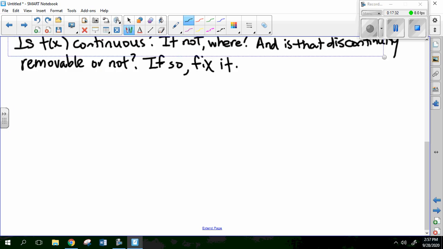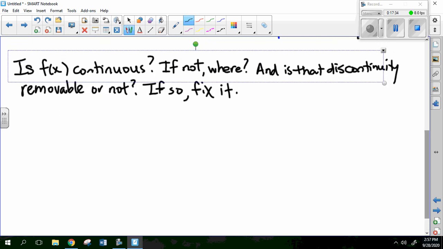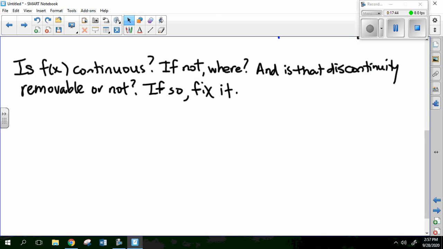All right, so we have to figure out if our function is continuous. If it's not continuous, where is it not continuous? And then, is that discontinuity something we can fix? Meaning, is it removable? Is it just a hole? All right, or is it an asymptote, or is it a jump? Okay, and if it is removable, then I want us to actually look at how to fix it. Okay, so this is example number 5. Hopefully I'm on the right one. All right, and it's actually one that we've looked at before.